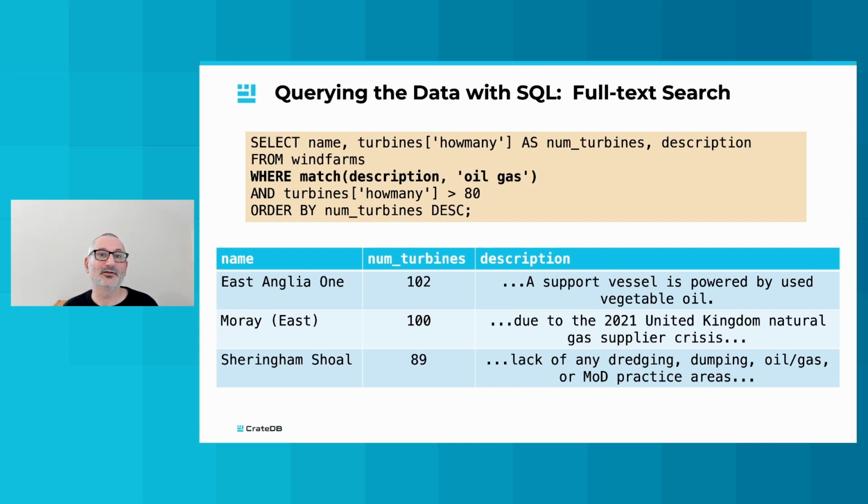So here you'll see we have got 3 example results. The first one matched because it talks about vegetable oil. So that's a match on the oil keyword. The second one, natural gas. And the third one talks about both oil and gas. So we can do keyword type searches. This is Lucene underneath, so you can do fuzzy search with slop and all of the things that you're used to with Lucene.